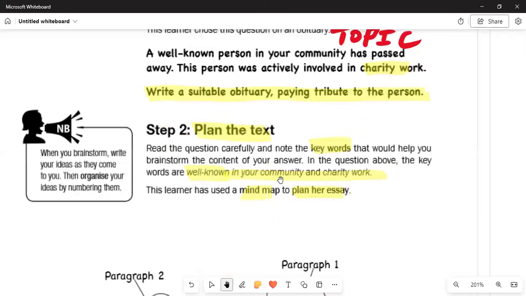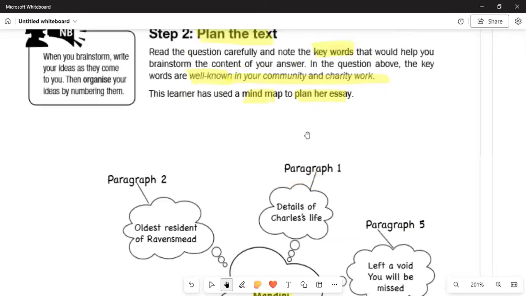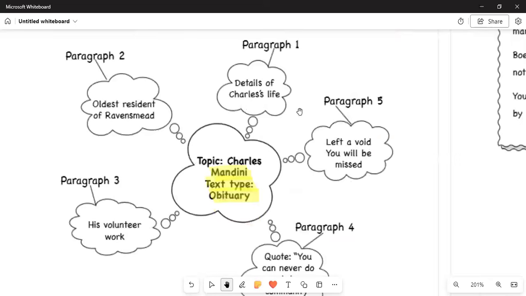So this learner has used a mind map to plan the essay. So you need to do what? To create a mind map. This mind map will be shared into paragraphs. In this instance, this is the life of Charles Mandini, so we are talking about the details of Charles' life. Paragraph number 2, he was the oldest resident in Ravensmead.